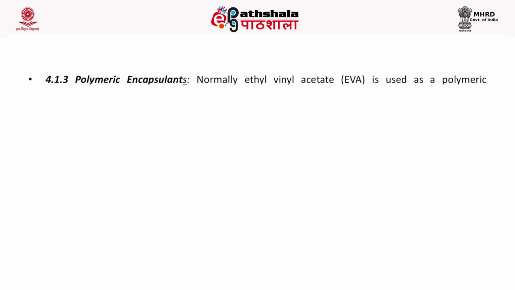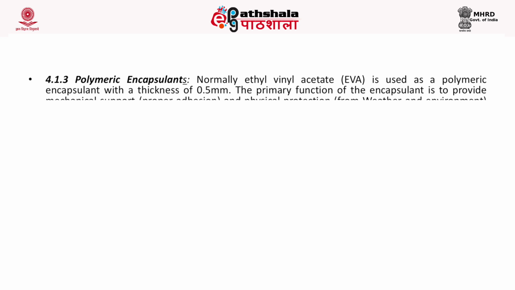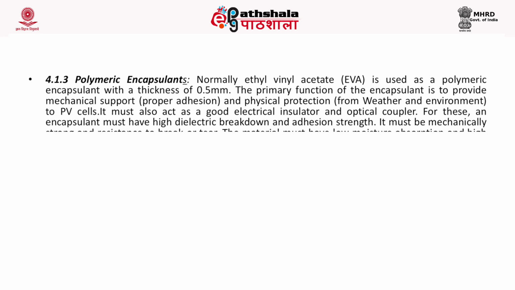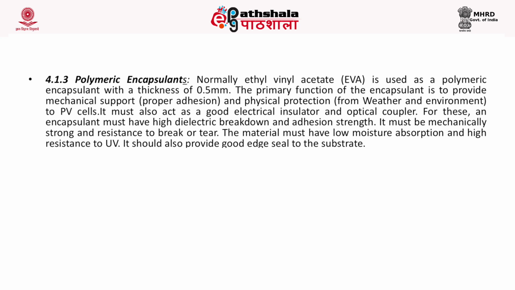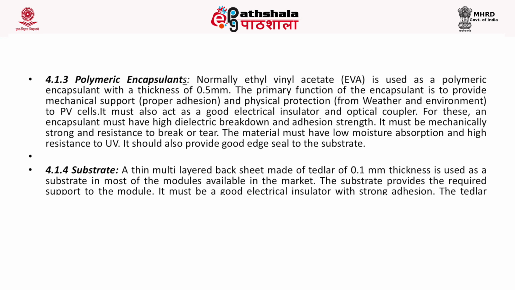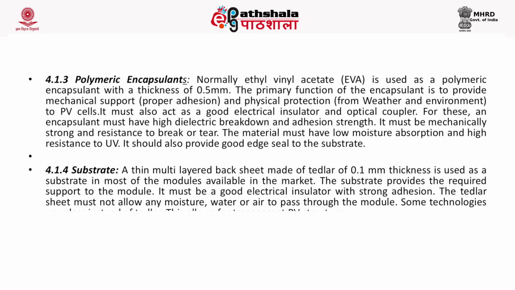Polymeric encapsulants. Normally, EVA, that is ethyl vinyl acetate, is used as a polymeric encapsulant with a thickness of 0.5 mm. The primary function of the encapsulant is to provide mechanical support, that is giving a proper adhesion, and physical protection, that is from weather and the other environmental factors, to the PV cells. It also acts as a good electrical insulator and optical coupler. For this, an encapsulant must have high dielectric breakdown and adhesion strength. It must be mechanically strong and resistant to break or tear.